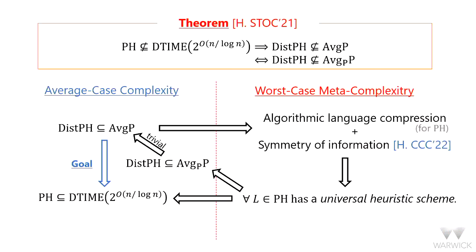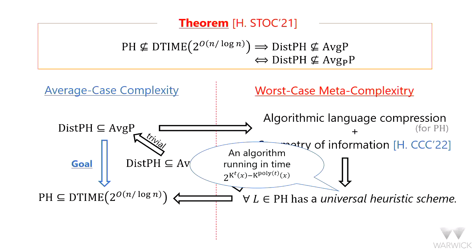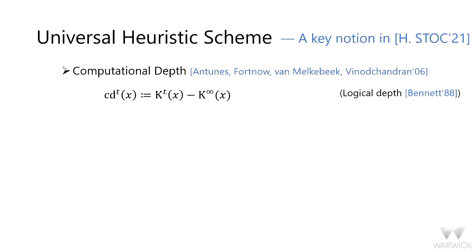Okay, so we have proved how to get this implication, especially for algorithmic language compression. Next, let me explain what a universal heuristic scheme is, which is a very important notion in this work. So a universal heuristic scheme is an algorithm that runs in time 2 to the t-time-bounded Kolmogorov complexity of x minus poly of t-time-bounded Kolmogorov complexity of x. That's the definition, but let me make it more precise.